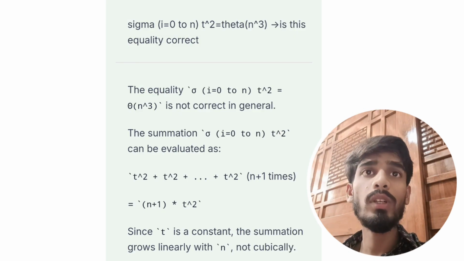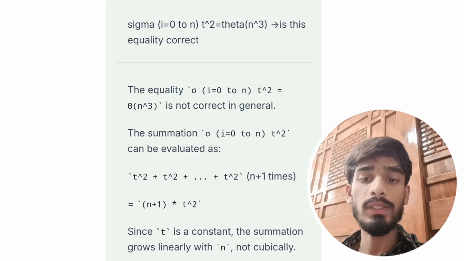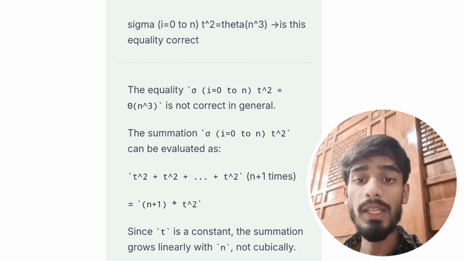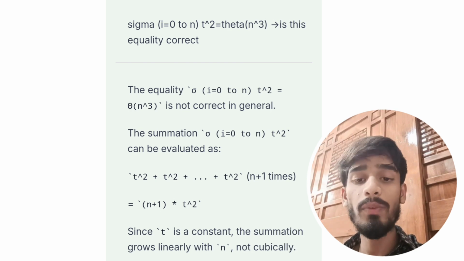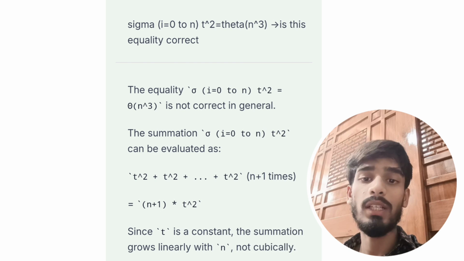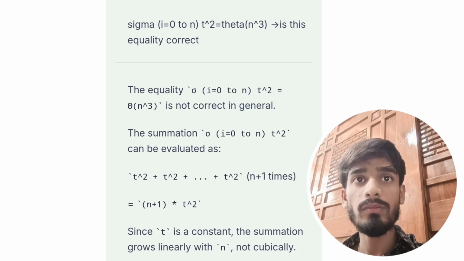Next, we are going to determine if the summation of t square, for i from 0 to n, is equal to theta of n cube. Is this equality correct or not? The equality is not correct in general.